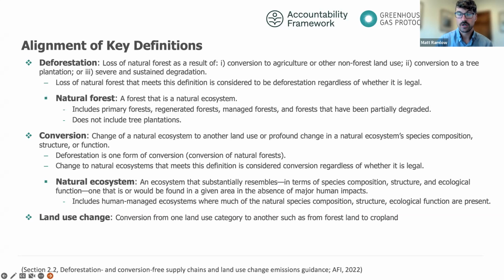Likewise, another term that you'll see in a lot of the guidance document is land use change. This is drawing from some of the publications of the IPCC, and Greenhouse Gas Protocol also draws on IPCC land use categories, which again are aligned with these definitions. So land use change is just conversion from one land use category of forests, grasslands, croplands, wetlands, settlements, or other lands to another. So that could be forest to cropland conversion, which would be considered deforestation. Next slide, please.